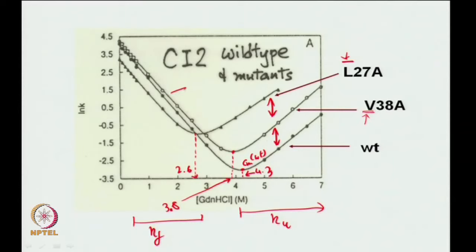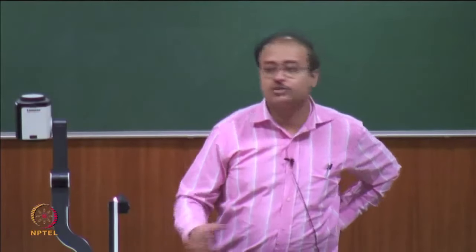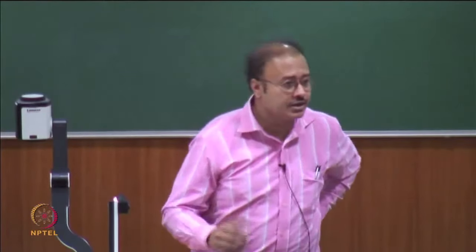If you look at these two curves, you see these two curves are very close, is it not? Very close, but obviously L27 is a little farther off. So, this is how you would try to interpret a chevron plot. Okay, this is one way of looking at a chevron plot. There would be other cases too.